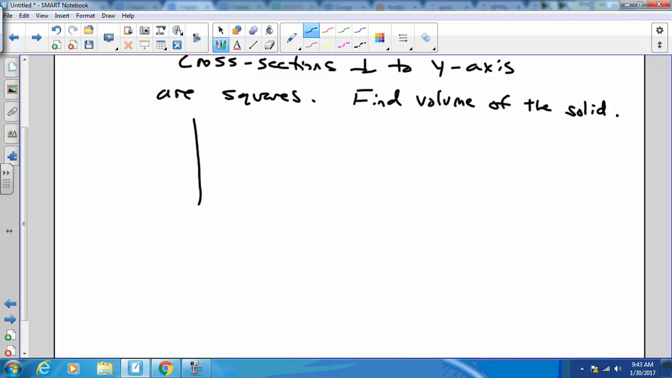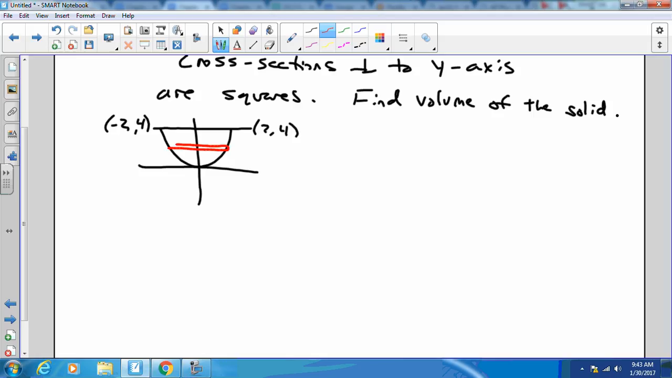Now here is where our diagrams are really helpful to us. Again, I draw my base with its intersection points. But now, when I take a cross-section, I am taking a cross-section perpendicular to the y-axis. And so here is the key to making sure that you don't mess this up: pay attention to the axis.